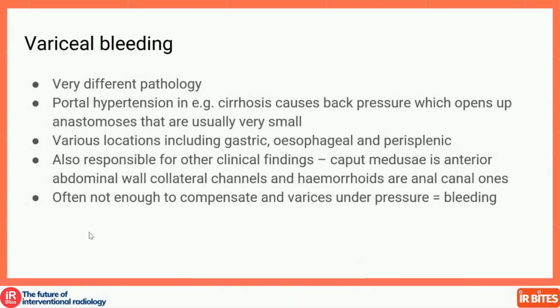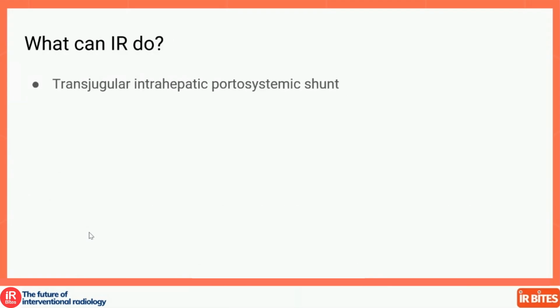They're also responsible for some of the clinical findings that you've maybe heard about or been taught about but never seen. So caput medusae is collaterals opening up in the abdominal wall, and hemorrhoids are actually collaterals at the anal canal as well. Quite often, these are opening up in order to reduce the portal hypertension, but usually they're just not enough to compensate. And the varices are under pressure as well, and they bleed. There's a couple of ways that IR can help with this.